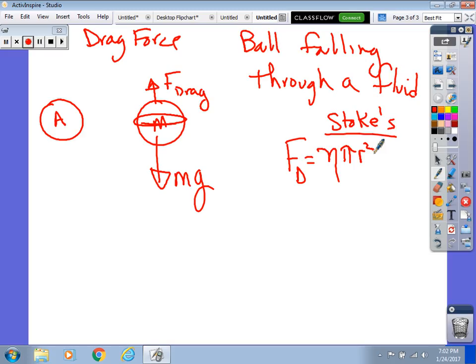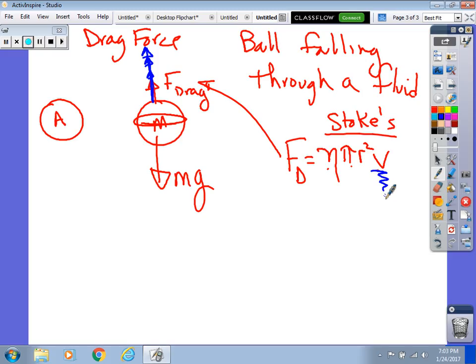The other thing that it's dependent upon is the speed of the object. How fast is it falling? Now, if that's the case, all of you now need to see this connection. When you first drop it, the viscosity of the fluid doesn't change, the cross-sectional area doesn't change, but the velocity does. As this thing falls faster and faster, this drag force begins to increase and increase, and it increases because of this velocity.